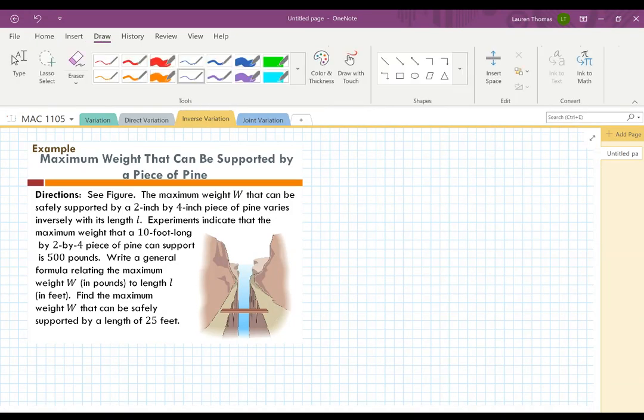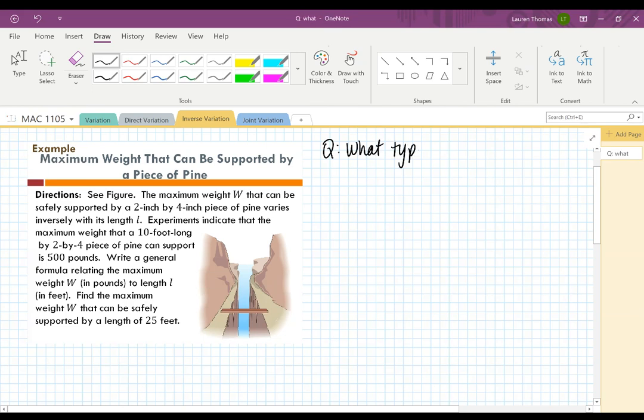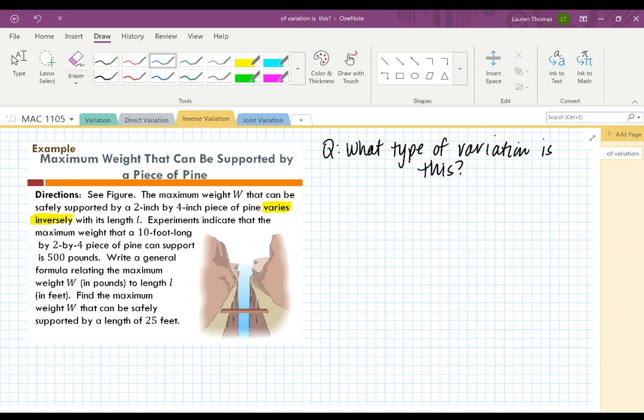Okay, so just like before, when we did our direct variation example, we want to ask ourselves the question, what type of variation is this? All right, so remember, like I told you before, it's not a guessing game. They're going to have to tell you what type of variation you have. So when we go back and look through the problem, here's our clue right here. It says that it varies inversely. Okay, so this time we are dealing with inverse variation.